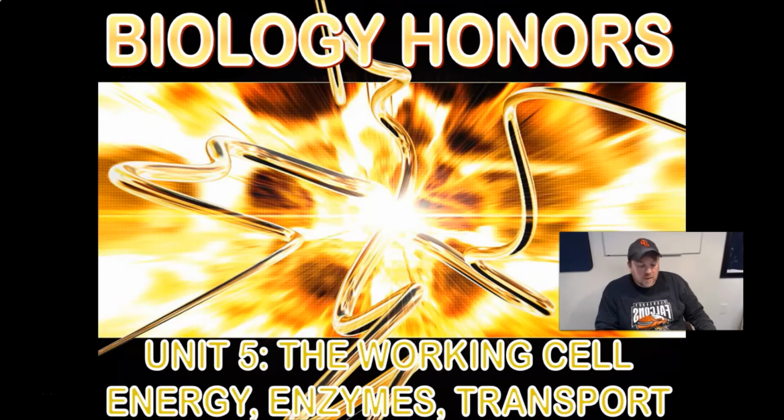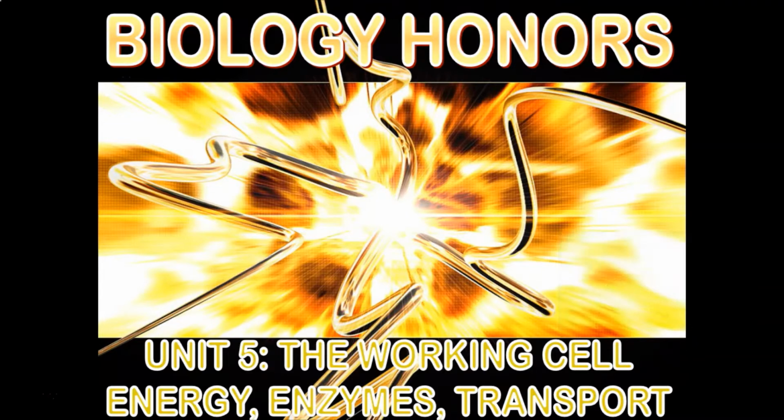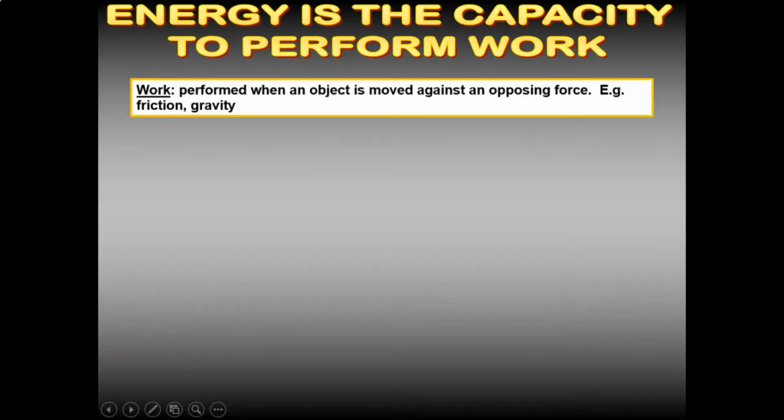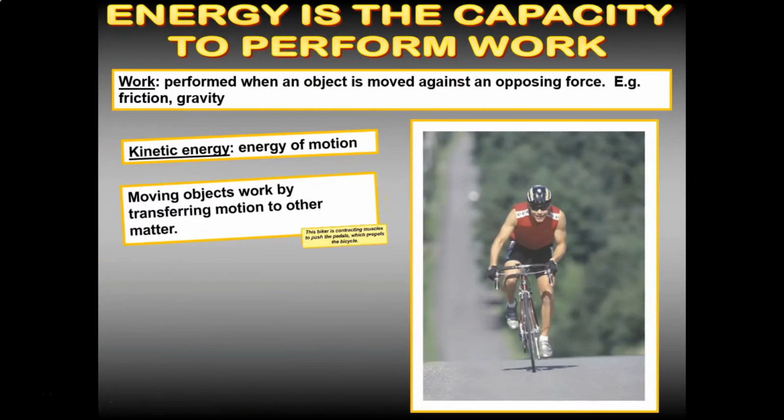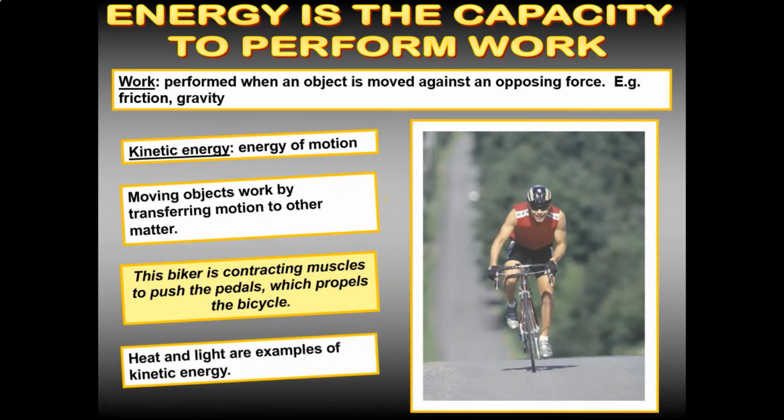I wanted to talk to you about some things that we covered in class: energy, reactions, ATP, metabolism. Okay, so here we go. Let's get started. So, energy is the capacity to perform work, right? Work is performed when an object is moved against an opposing force, for example, friction or gravity, right?